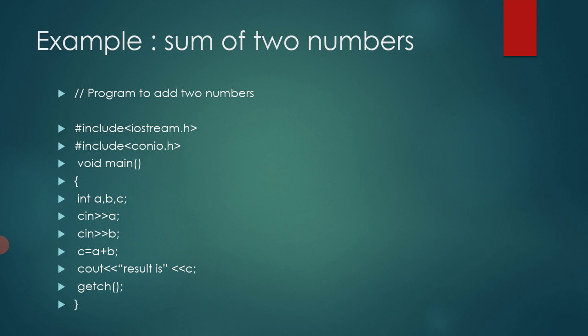Now we have to print the value of c. When we have to print the value of c, we have to write a cout statement. So the statement is cout with the operator. In the double quotes, you have to write whatever you want to display on the output screen. For example, I want to display the word result on the output screen. So I have written result in the double quotes.